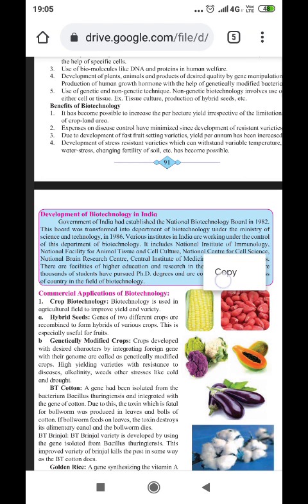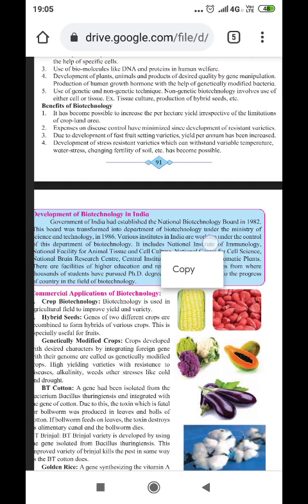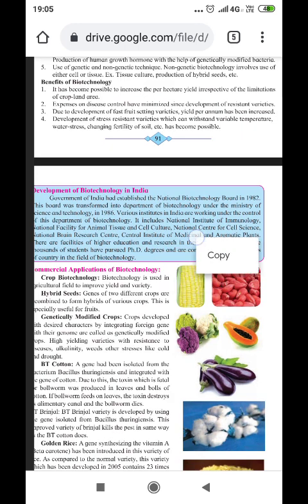Now, what are the benefits of biotechnology? It has become possible to increase the per hectare yield irrespective of the limitation of cropland area. Second, expenses on disease control have been minimized since the development of resistant varieties. Due to the development of fast-growing varieties, yield per annum has increased. Development of stress-resistant varieties which can withstand variable temperature, water stress, changing fertility of soil, etc. has become possible.